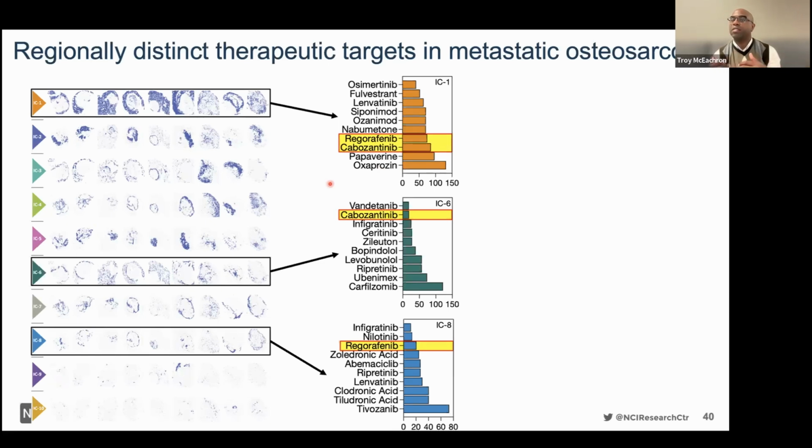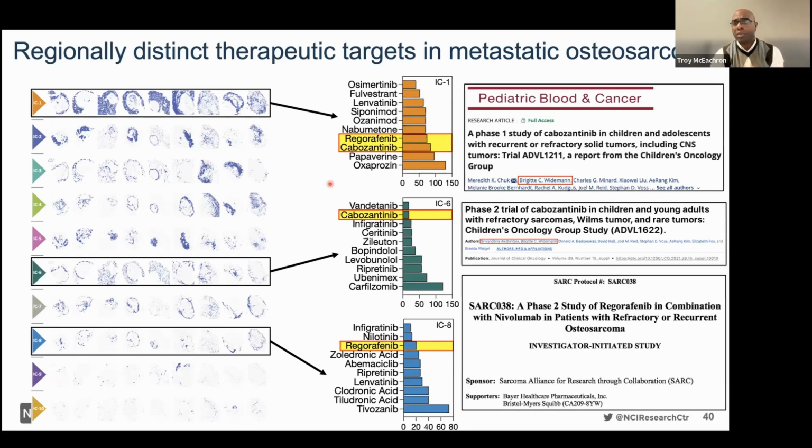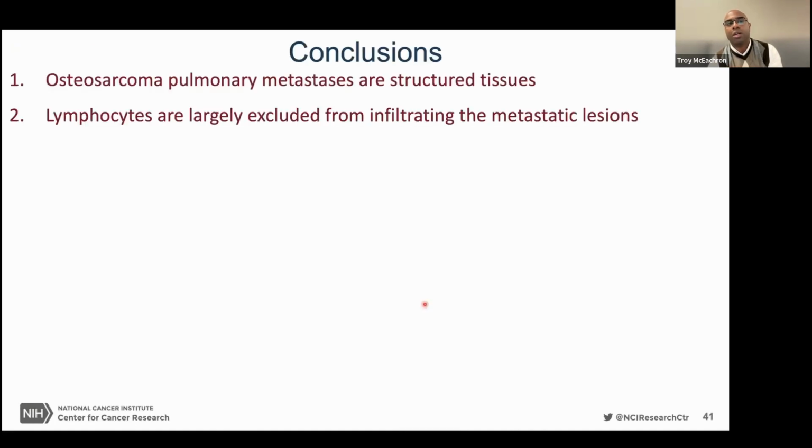So this gives us an opportunity to really learn a lot more from these clinical trials, because we can utilize spatial profiling to ask questions about what these drugs have done to the architecture, structure, and function of these tissues without having to ask for a ton of tissue. We just need a few slides. And that's important. You can see here the evidence of cabo and regorafenib showing some kind of efficacy in osteosarcoma.